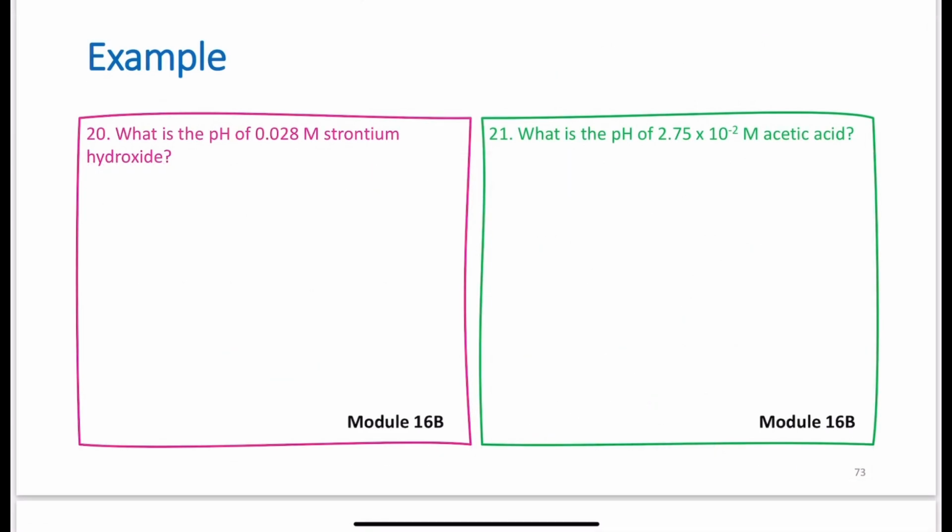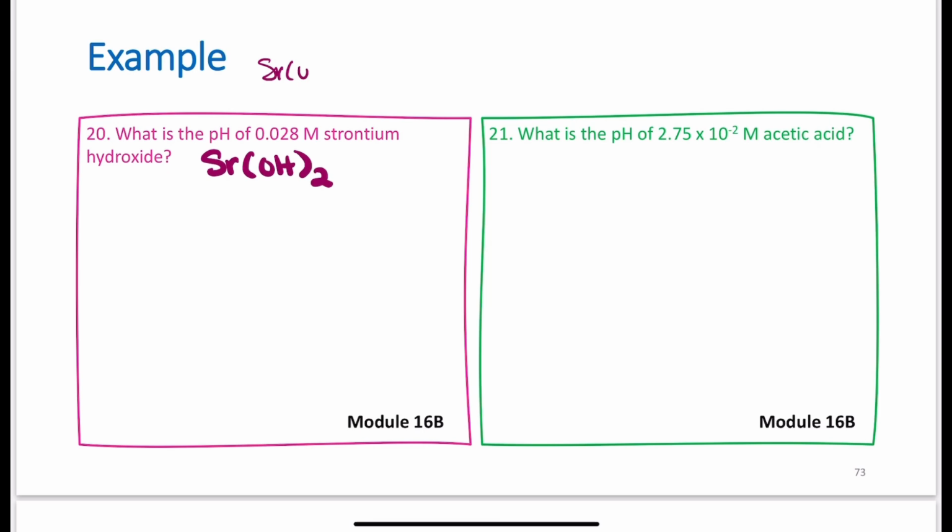Number 20, what is the pH of a 0.028 molar strontium hydroxide solution? So first thing you need to remember is what is the formula of strontium hydroxide? Strontium, Sr, it is a group 2 metal, so it needs 2 hydroxides for every 1 strontium. That's important, again, because it's going to determine how it's going to break apart in solution.